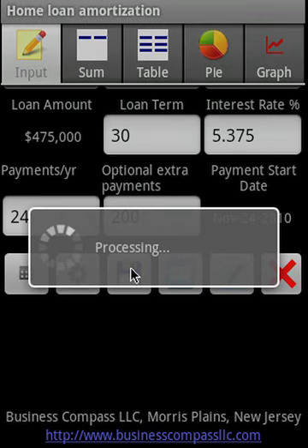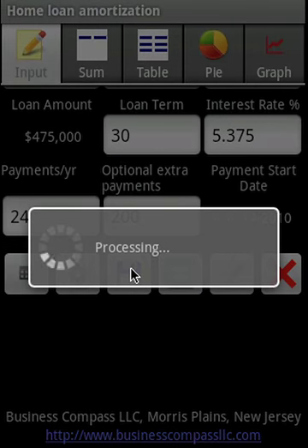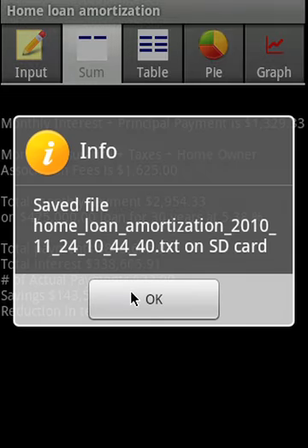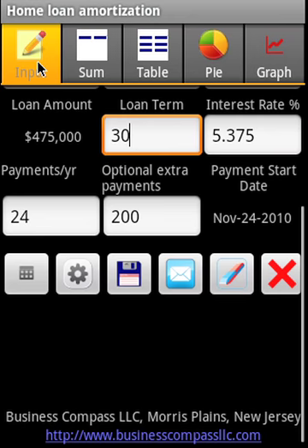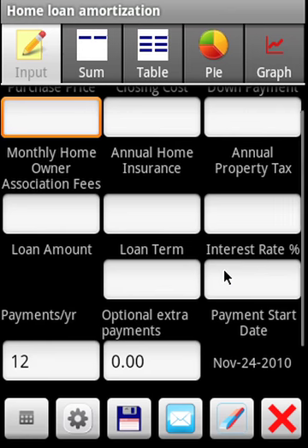If you want to save the result to the SD card, you can actually do that. Okay, and now if you want to email the result, you can also do it that way. If you want to erase the data, this is how you do it. To exit from this, either you can use the backspace, the return back button, or you can also use this.